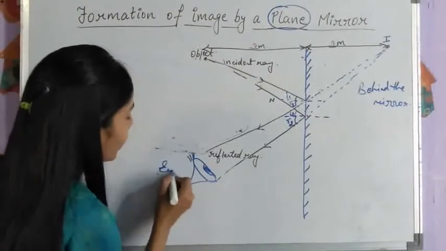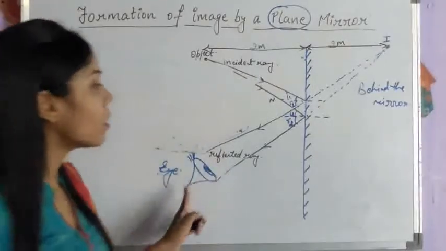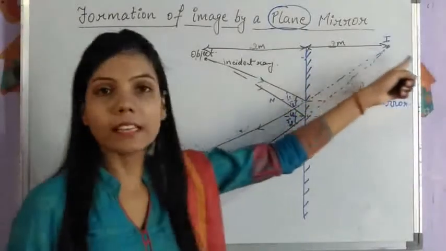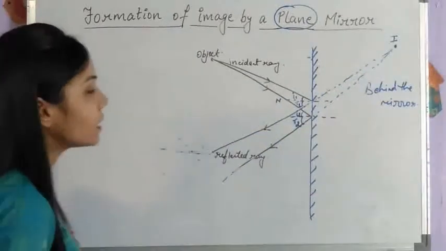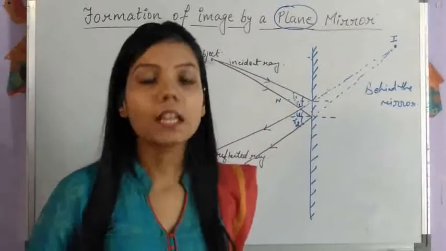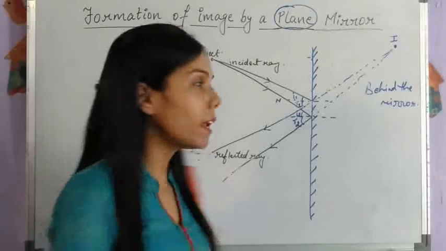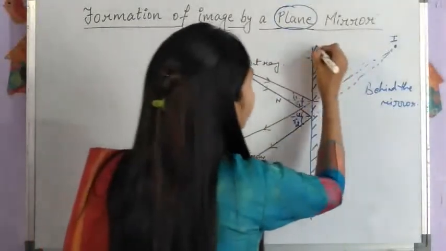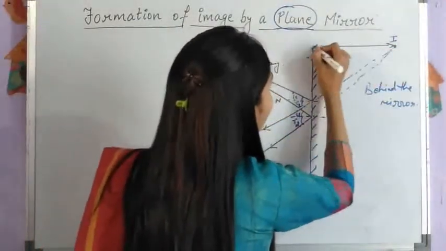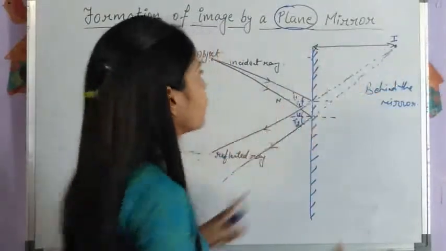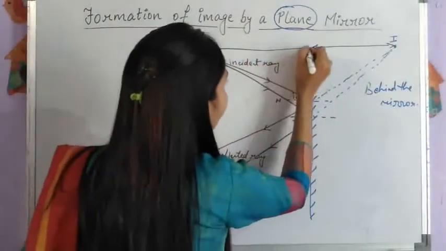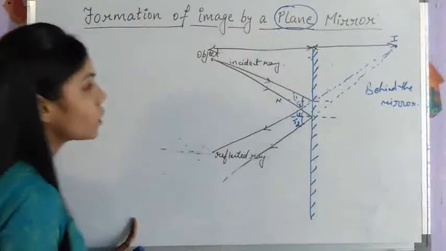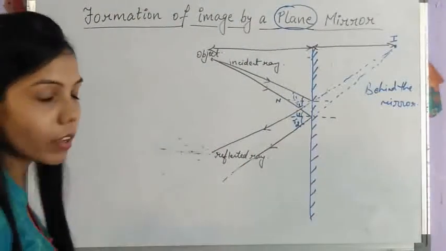This is an eye, and from here we get to see the image. Okay. Now let us talk about the quality of the image. So the quality of the image will be this: the image distance, at whichever distance the image is formed, will be equal to the object distance. Okay, so right now we are talking about the quality of image.